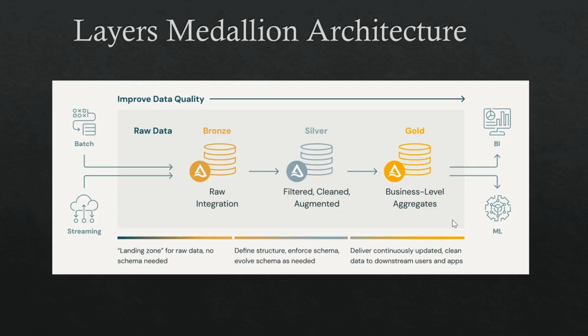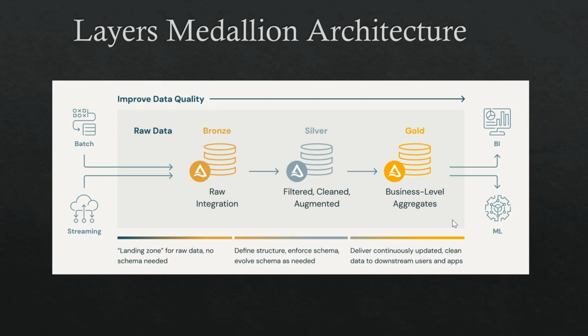How does it exactly look? Once your data is coming from different sources, let's say it's coming from your SAP, from a website, or from a streaming data set, these data are stored in one layer that is called the bronze layer. So all the raw data is stored in the bronze layer. That is your landing zone for the raw data.